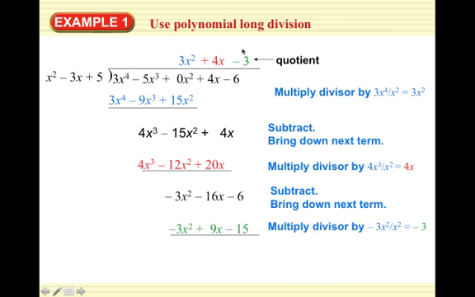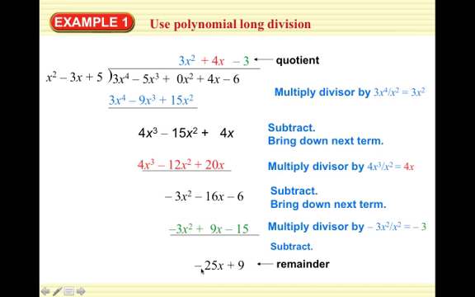So now let's multiply. Negative 3 times x squared is negative 3x squared. Negative 3 times negative 3x gives us plus 9x. Negative 3 times 5 gives us negative 15. Okay, so after we multiply, we subtract. So negative 3x squared minus negative 3x squared, that's negative 3x squared plus 3x squared, that zeroes out the x squareds. Negative 16x minus 9x gives us negative 25x. Negative 6 minus negative 15 is the same as negative 6 plus 15, and so that gives us plus 9.